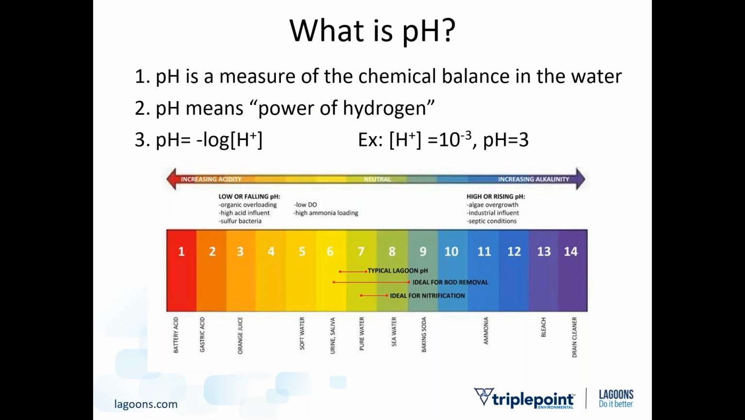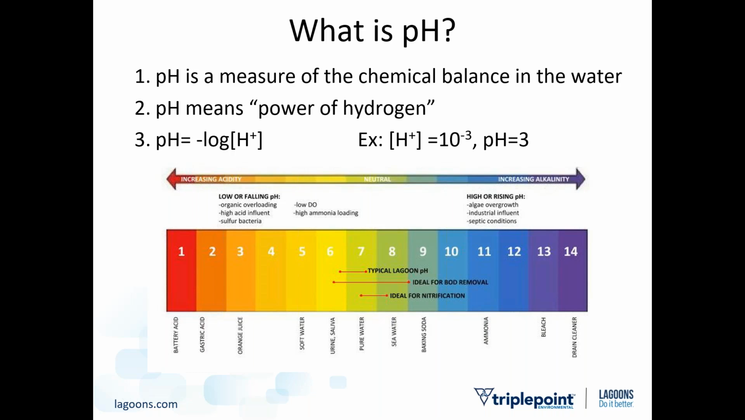So now we get into the important part of lagoon water chemistry as examined through pH. So what is pH? pH is a measure of the chemical balance in the water of the lagoon. There's a lot of things going on in that water. There's a lot of contaminants, but pH is a window into how those are all balancing out together.